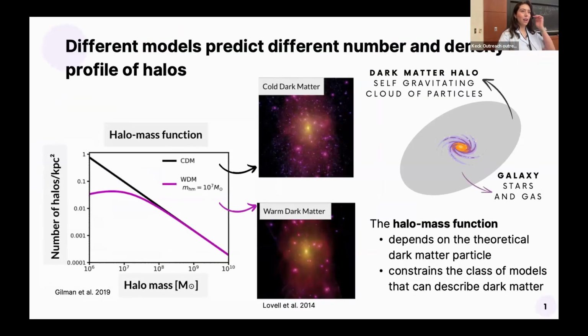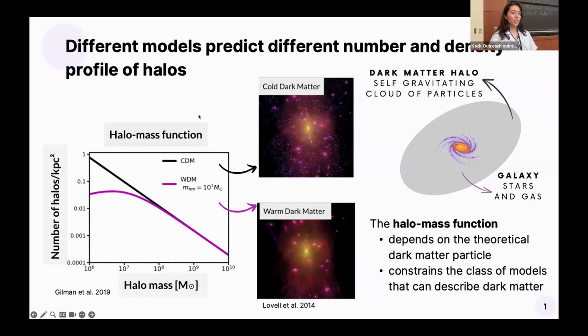So different models exist trying to understand what this mysterious dark matter particle is. Some of the distinguishing properties between these models is the number density and profile of these dark matter halos. Dark matter halos are these self-gravitating dark matter structures that we believe are formed in which galaxies reside. And so here I have the distinguishing two models, cold dark matter versus warm dark matter. We can visually see in this simulation how many small mass dark matter halos there are, which are the little dots that you can see there.